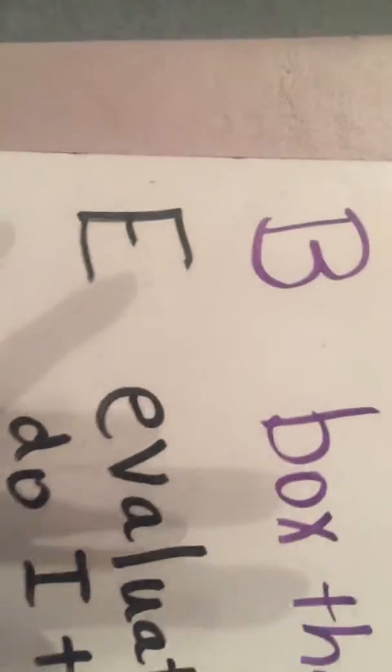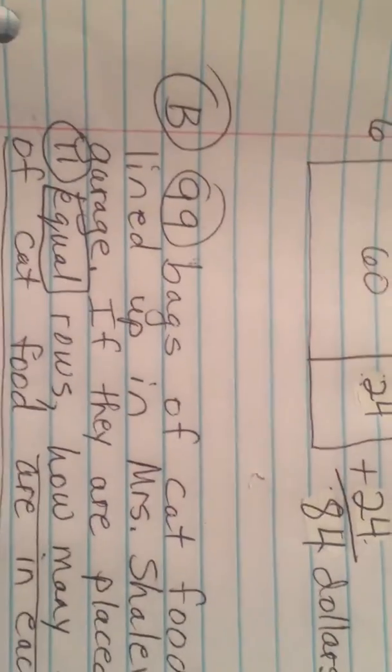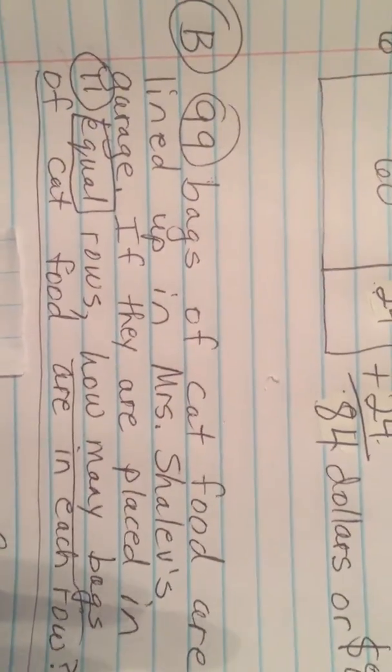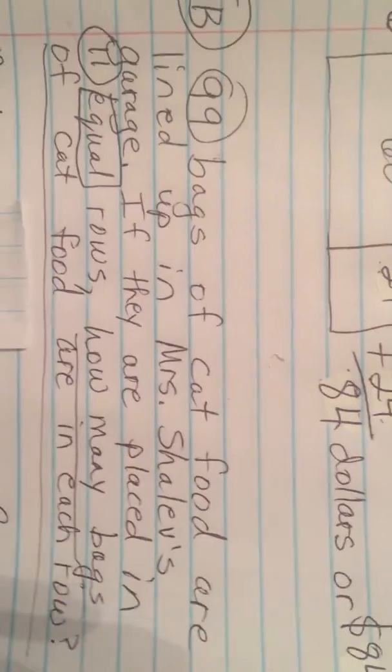So, next step is E for evaluate. What steps do I take? So if we're taking 99 bags and we're separating them into 11 equal rows, am I going to combine and make larger than 99? Or am I going to separate them and make them smaller? I'm going to separate, so I need to divide. So 99 divided by 11 equals blank.